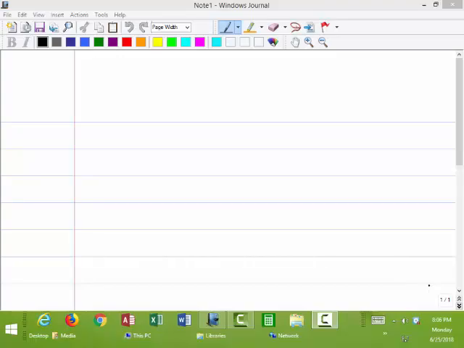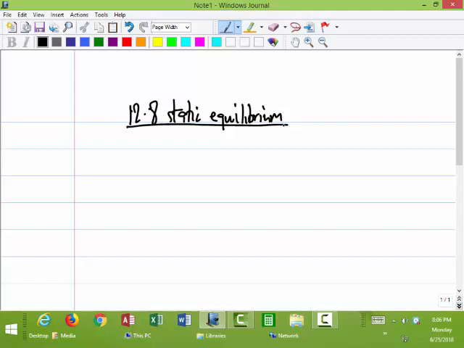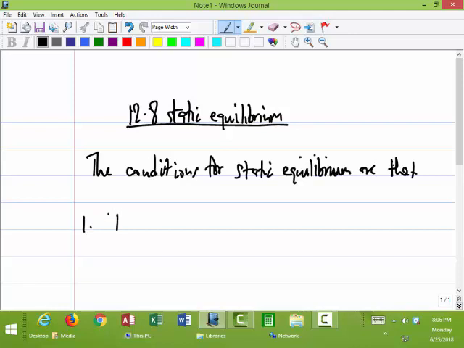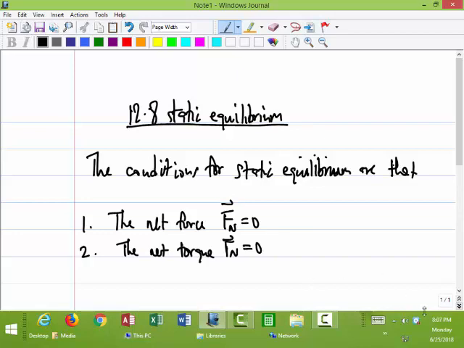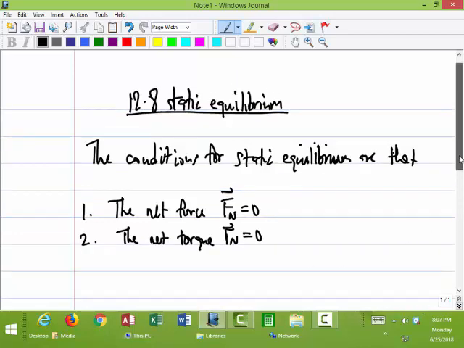Let's continue with section 12.8, static equilibrium. An object is in static equilibrium if the net force on it is zero and the net torque is zero. So we can say the conditions for static equilibrium are as follows: 1, the net force is zero, and 2, the net torque is zero. If those two conditions are satisfied, an object will be in static equilibrium.